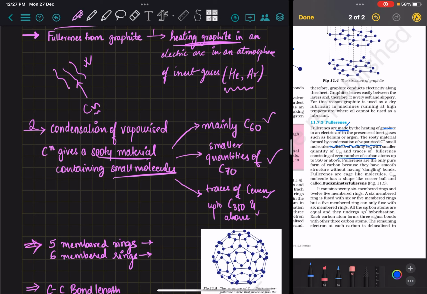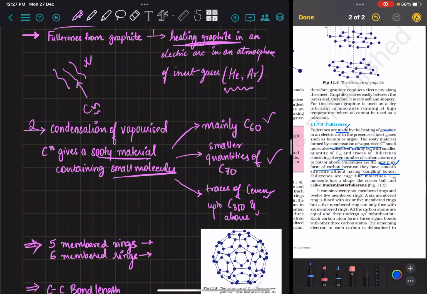The second point which is unique to fullerene is that it's the only pure form of carbon because of the smooth structure without having dangling bonds. When I prepared this chapter for NEET, I actually didn't care to go into the details of what dangling bonds are, because it's beyond the scope, and I recommend the same for you.